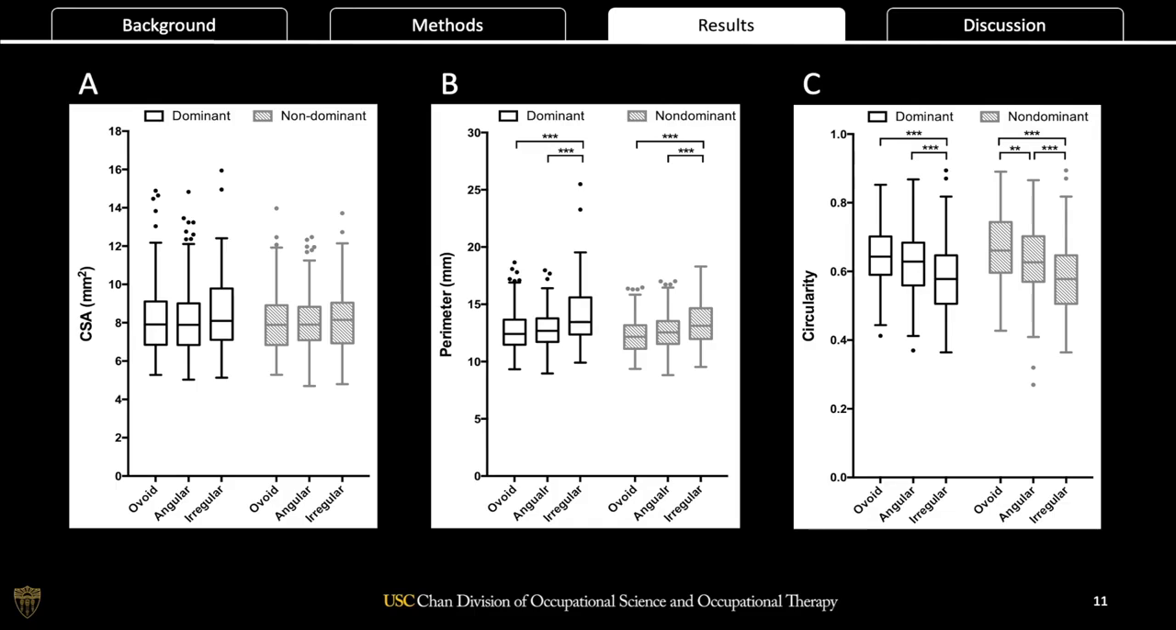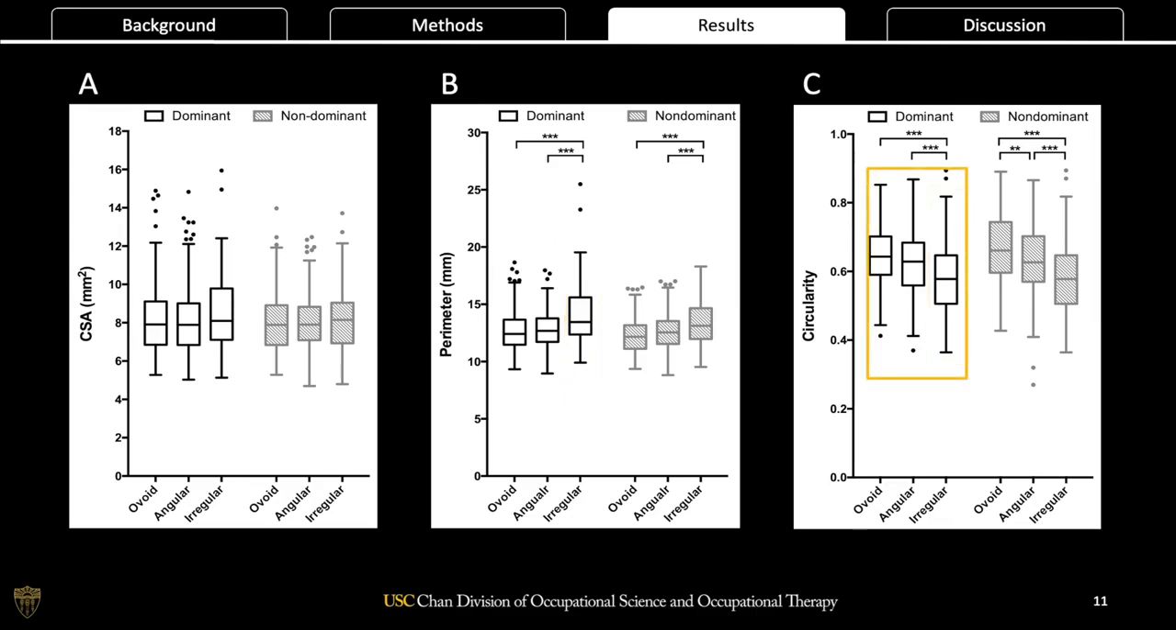These figures show the comparison of cross-sectional area, perimeter, and circularity among 3 shapes of nerves for dominant and non-dominant hand. The first figure shows that the cross-sectional area among different shapes were not different. The average perimeter was significantly larger, and the circularity was significantly smaller for median nerves with irregular shapes as compared to angular and ovoid shapes.